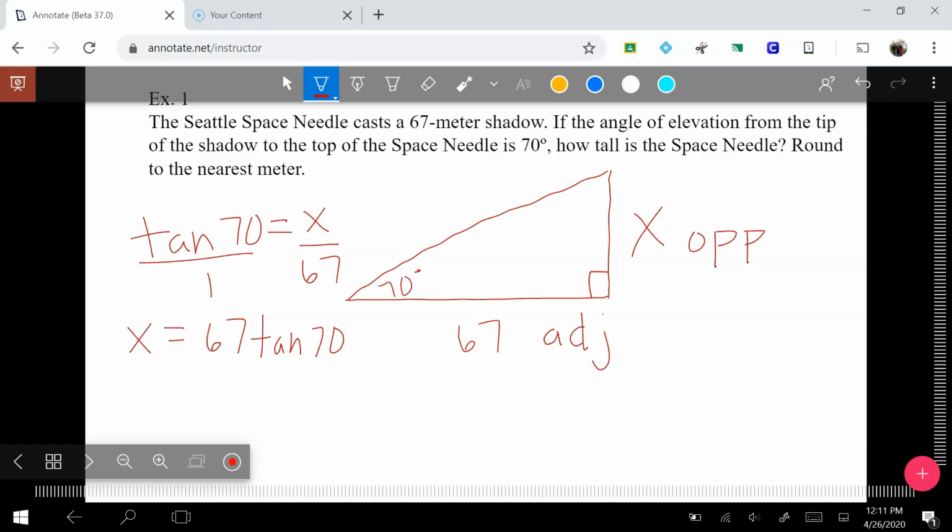Okay, so when I put that in, I'm getting 184.08. It says how tall, rounded to the nearest meter. That means the nearest whole number. So my answer is going to be 184 meters.